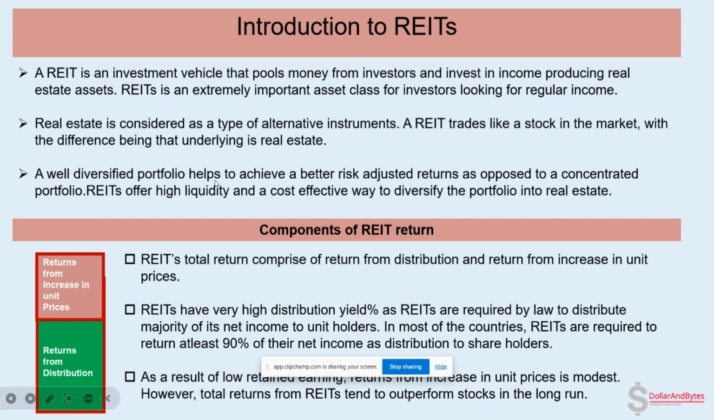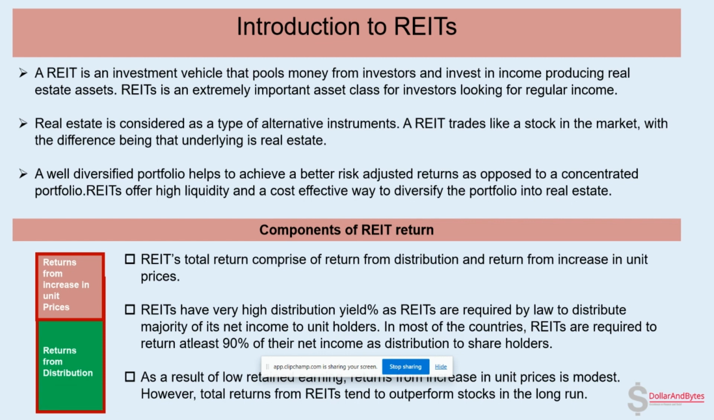In a well diversified portfolio, we need to have different types of asset classes like stocks, fixed income, commodities, as well as real estate. A well diversified portfolio helps to achieve better risk adjusted returns as opposed to a concentrated portfolio, because when we combine different asset classes with negative correlation, it tends to increase the risk adjusted return of the portfolio. REITs offer a highly liquid and cost effective way to diversify the portfolio into real estate.